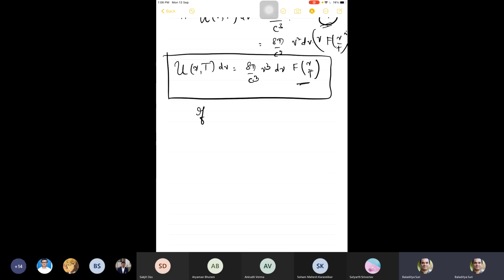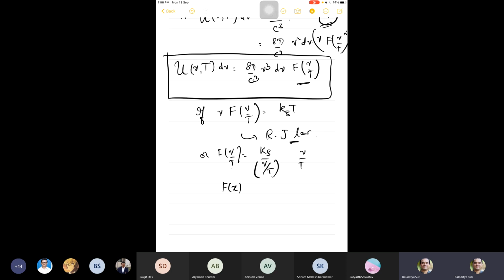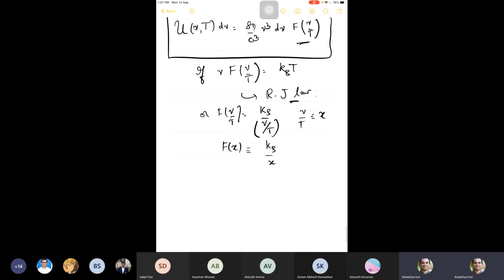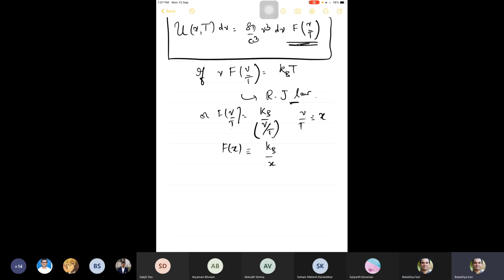So if nu times f of nu by T is k_B T, we get Rayleigh-Jeans law. Or f of nu by T equal to k_B by nu by T. So therefore, if you call nu by T as x, then this is k_B by x. So he immediately realized that the Rayleigh-Jeans expression is a particular case of this general expression, and from adiabatic invariance of oscillators, he said that this functional form has to be true. And then he went about searching for functional forms that fit the black body radiation.